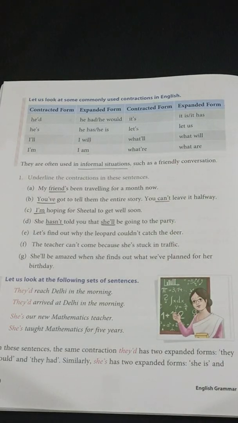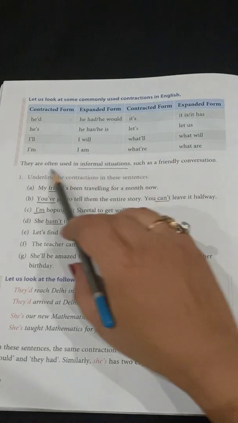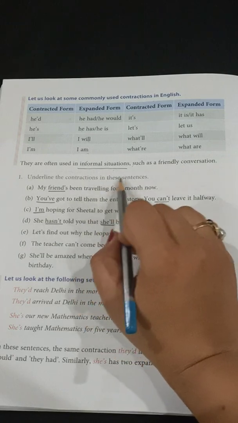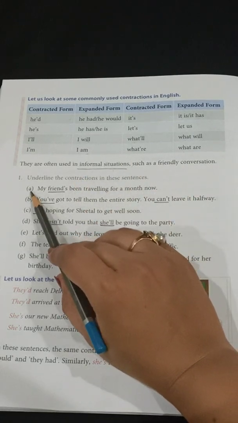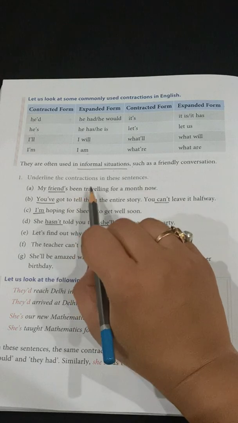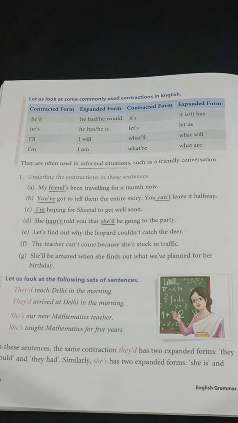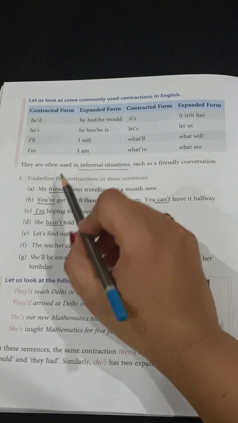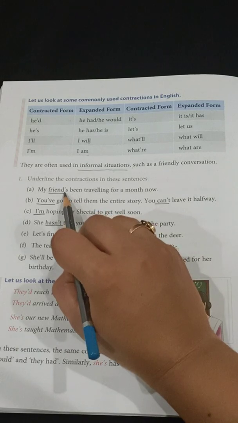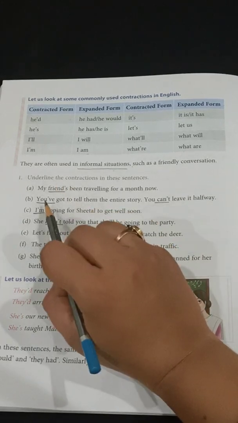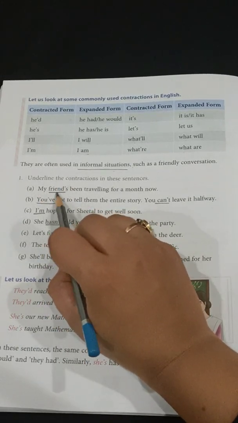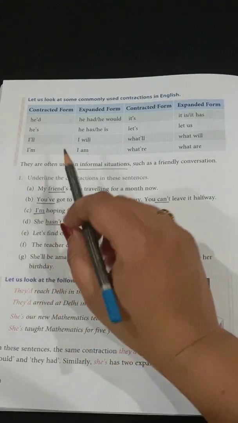Now let us start with question number 1. Underline the contractions in these sentences. A. My friend's been traveling for a month now. Now students, what we have to do here, we have to underline the contractions. That means we have to underline the short form which is used in the sentence. So here we can see that in the place of is, directly S is used. My friend's. So friend's here is the contracted form.